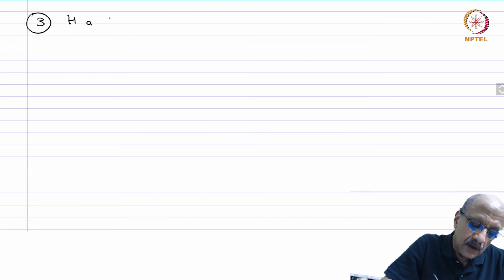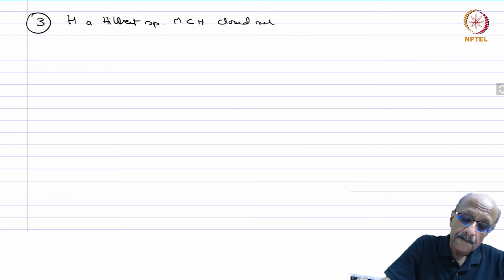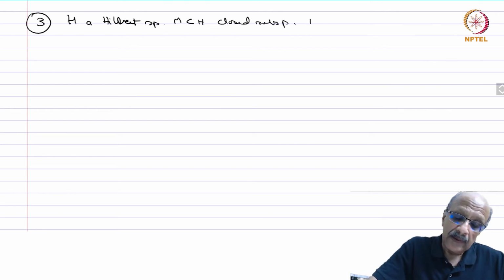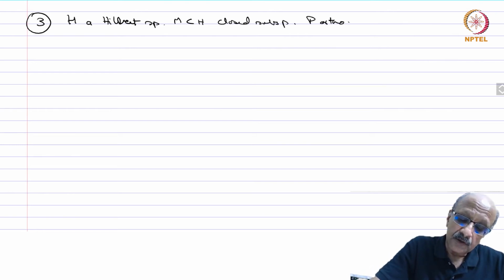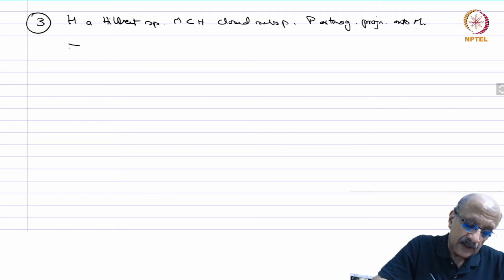H a Hilbert space, M contained in H a closed subspace, and P the orthogonal projection onto M. Then this implies that norm P equals 1. Okay, so solution. It's an orthogonal projection.